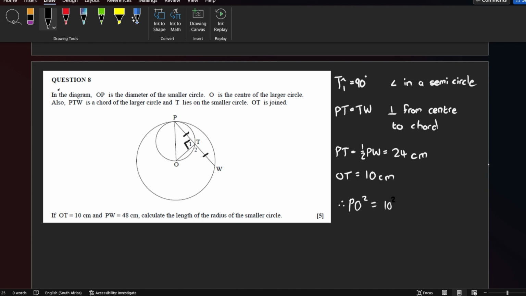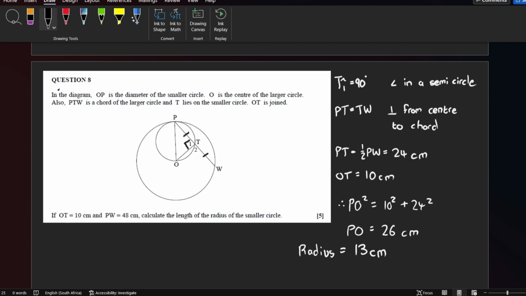So PO would be equal to the square root of 10 squared plus 24 squared, and then we can solve PO using Pythagoras to be 26 centimeters. And we already said that OP or PO is the diameter of the smaller circle. They wanted the radius, so we simply have to divide that. So to get the radius, we simply divide 26 by 2, and we get our radius to be 13 centimeters.